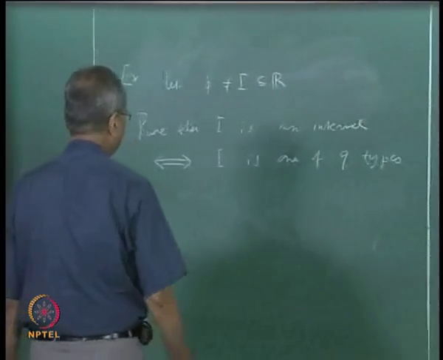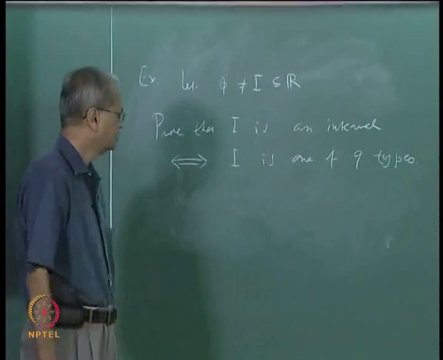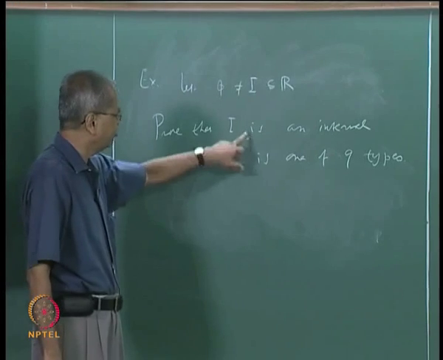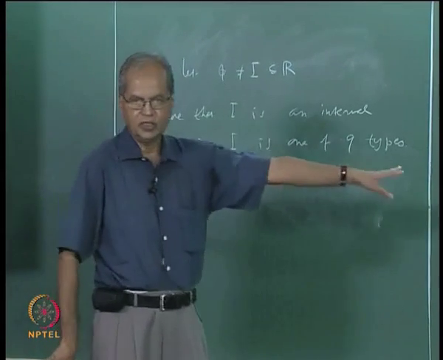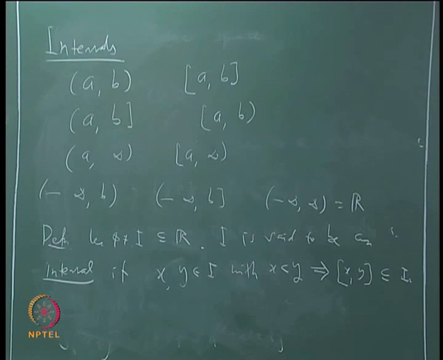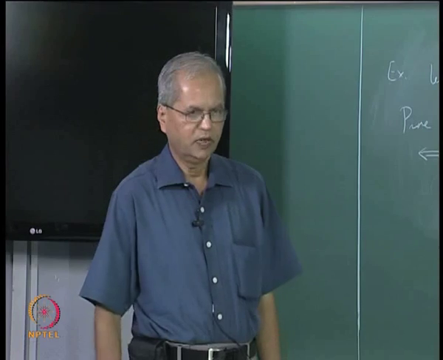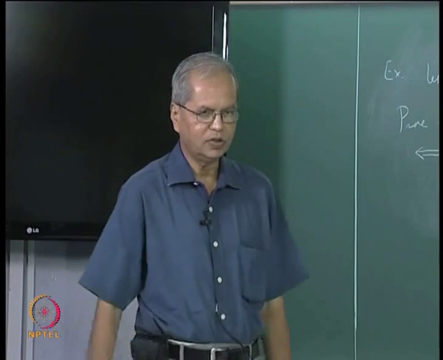Of course, this implies this is trivial. That is what we have seen. If I is one of those sets then I is an interval, that is clear. The real proof is required for when I is an interval, to show that it has to be one of these types.